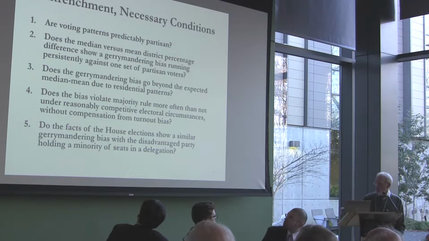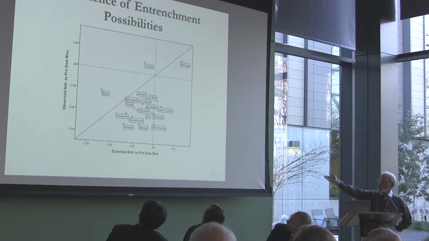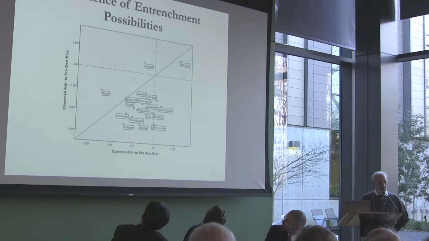Here are a set of entrenchment necessary conditions. Here there are five. It's a little more complicated than exclusion. And take a look at the expected bias against Democrats or Republicans and the observed bias against Democrats and Republicans. You'll see that the most biased state in this expectation of creating an entrenchment gerrymander is North Carolina. The most is North Carolina. But all the other suspects are there too: Michigan and Pennsylvania and Ohio, Wisconsin, Virginia.